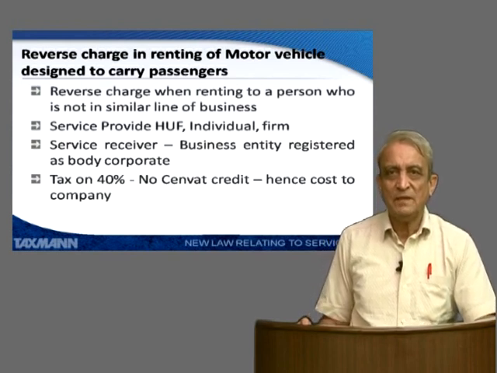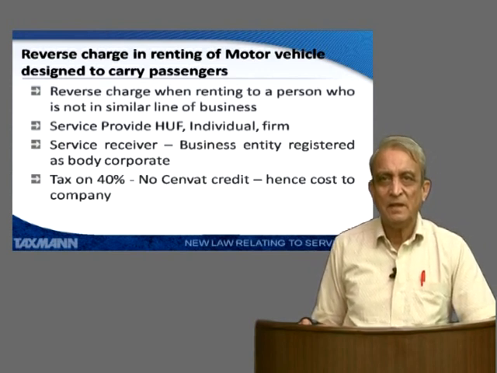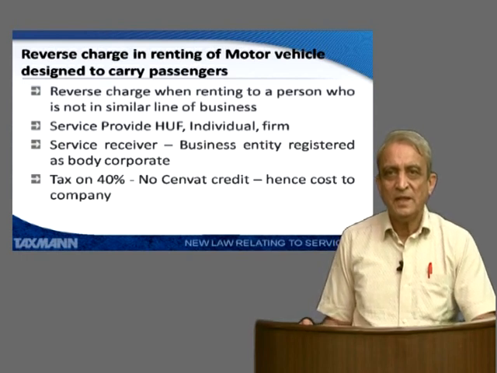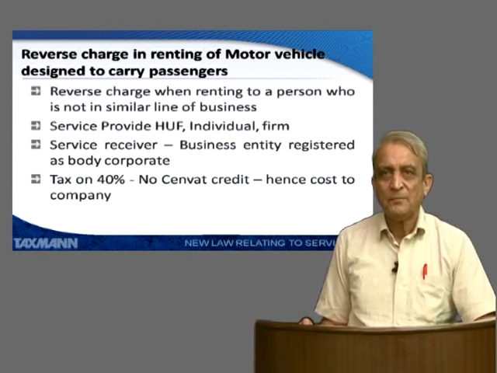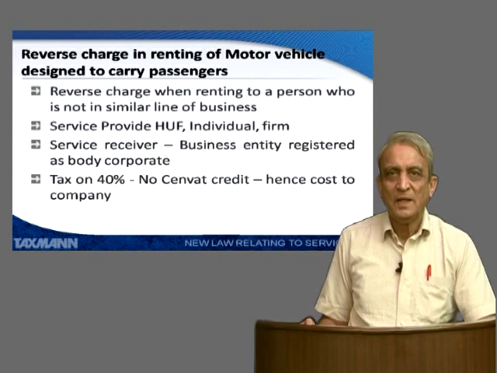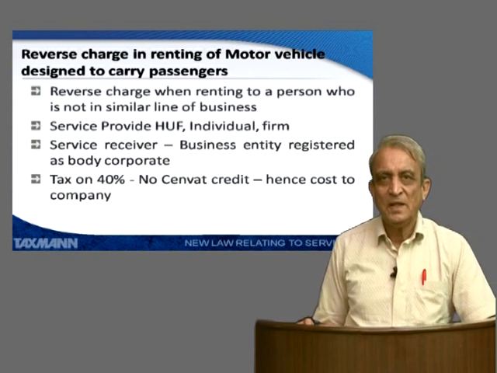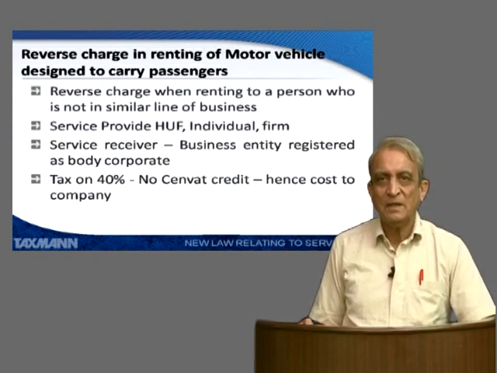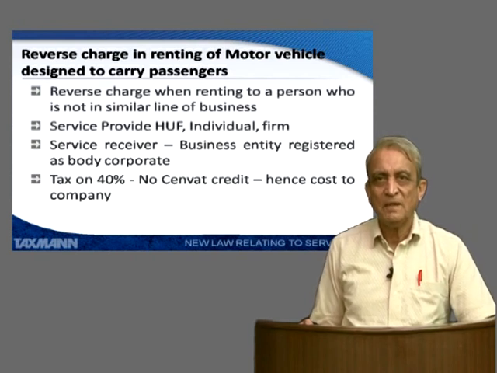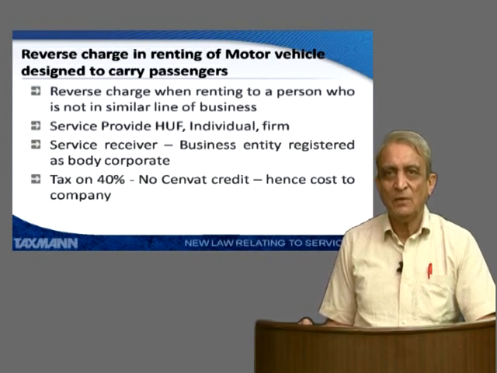Now, when the service receiver is liable to pay the service tax, he is liable to pay service tax on 40% of the bill of the service provider. The condition is that the service provider should not have availed the Cenvat credit. Now, really this condition is meaningless, because whether he avails the Cenvat credit or not, the service receiver is liable to pay service tax only on 40% of the amount.